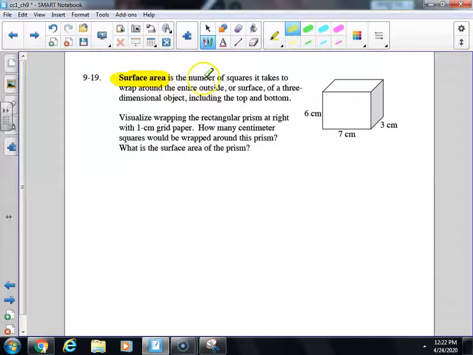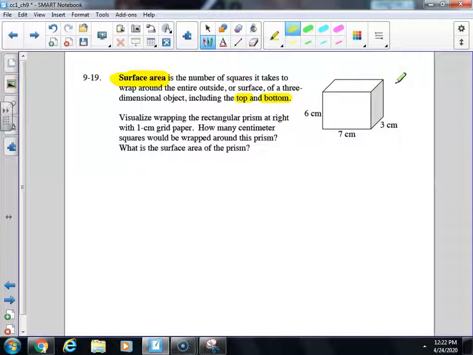So surface area is the number of squares it takes to wrap around the entire outside or the surface of a three-dimensional object, including the top and the bottom. So if we look at this rectangular prism, it's just like a tissue box, it's got 6 sides: a top and a bottom, a front and a back, and 2 sides. So we need to find the area of all 6 of those.